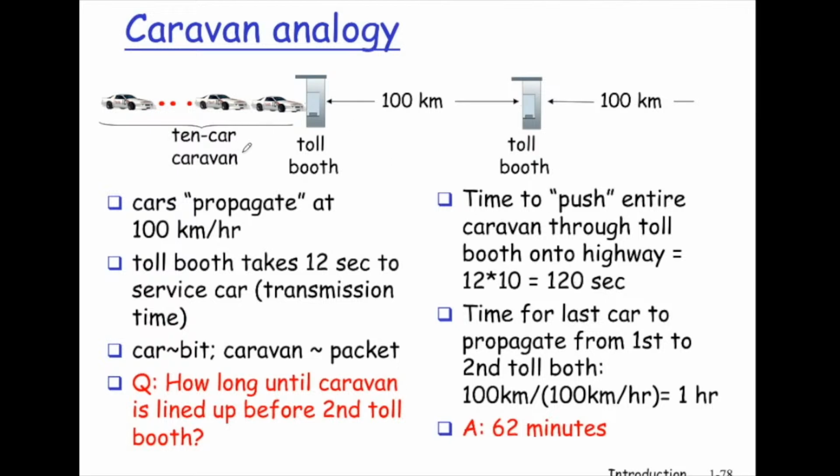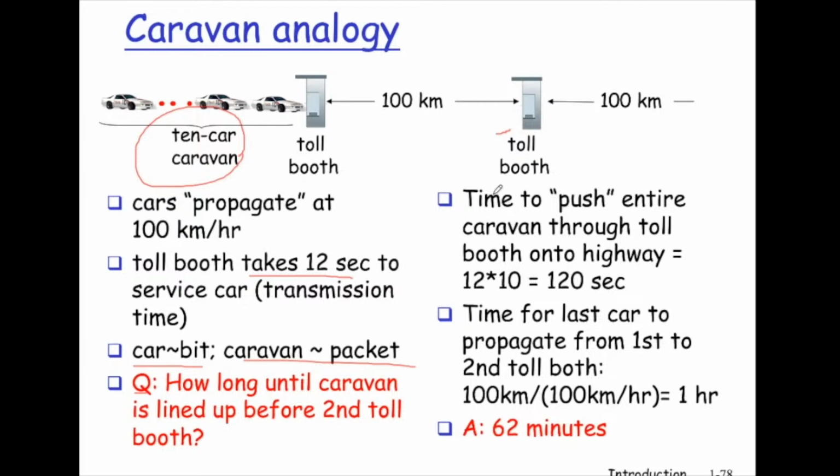What you're seeing here is a caravan of 10 cars. The way to think of this scenario is this: think of cars being bits and the caravan being a packet. So we have a packet containing 10 bits, in a sense. The cars will be propagating at the speed of 100 kilometers per hour over 100 kilometers, reaching the second booth. Toll booth number 1 here takes 12 seconds to service a car. The question here is asking how long until the packet is lined up before the second router.